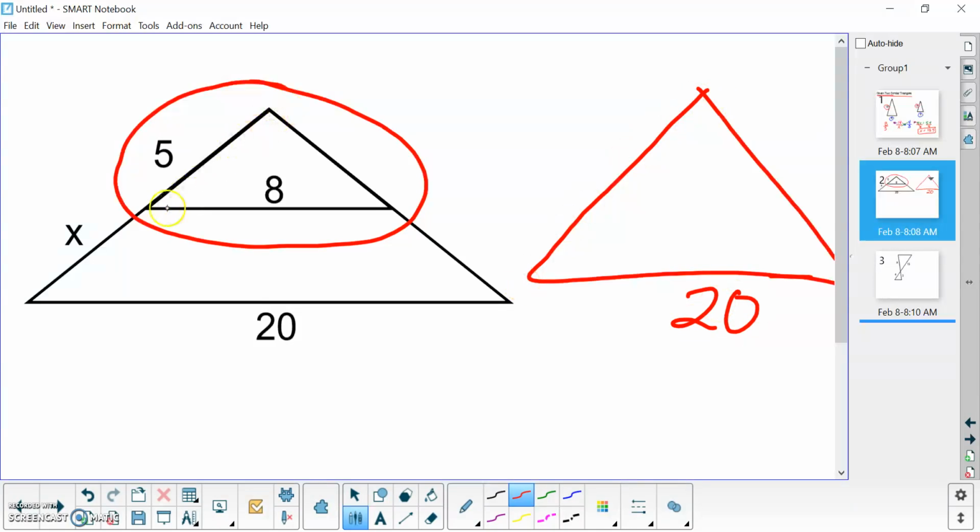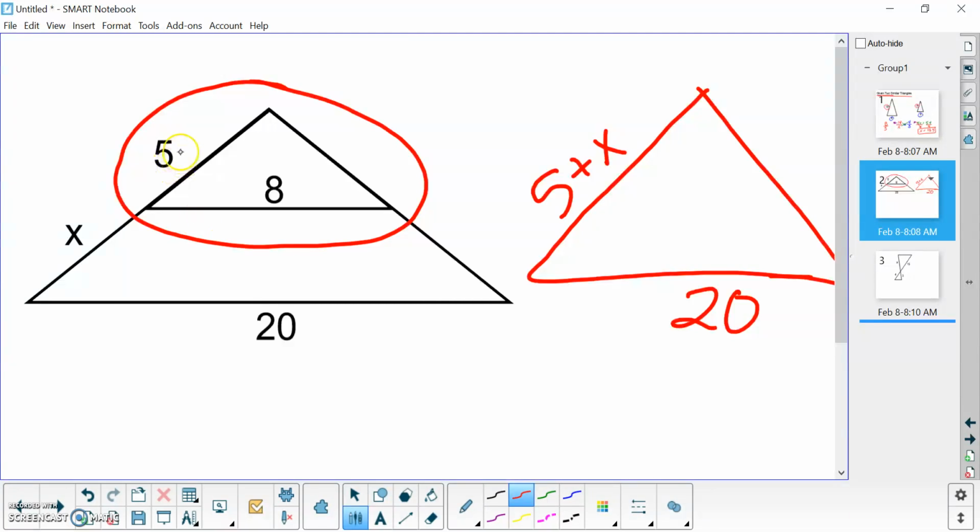And you see we have 5 here, and x here. And so I know this thing is 5 plus whatever x is. It's got to be as long as this side plus this side put together. Now I can go ahead and write my proportion.